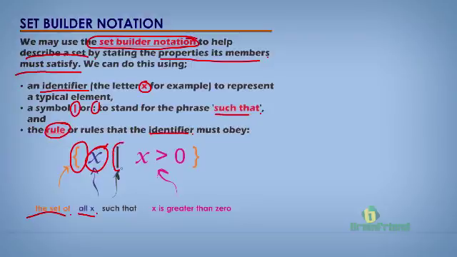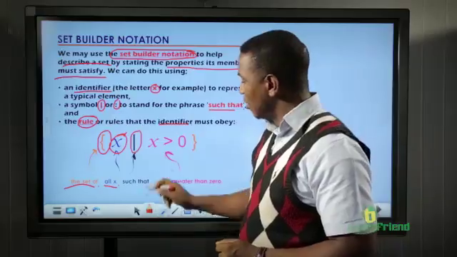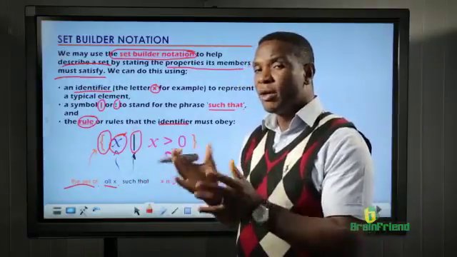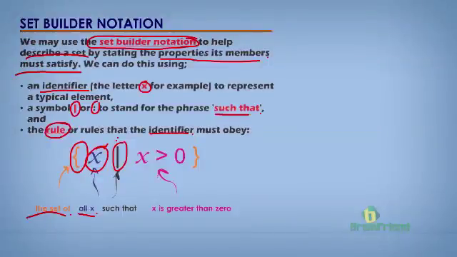Next, we have a symbol, a bar, or we make use of a colon. So each of them are interchangeable. We could have a colon or a bar. And of course, that bar stands for the phrase "such that". Next, we have our rule, which in this instance is x is greater than 0.